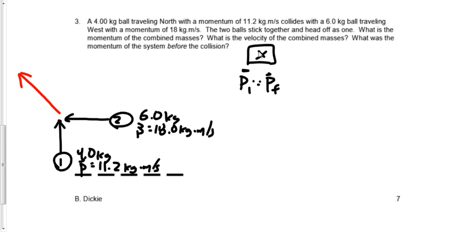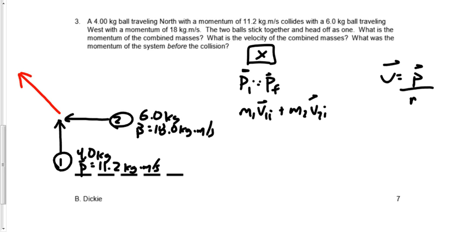Now, usually what we do at this point is to say m1v1i plus m2v2i, right? Can we do that? Absolutely we can do that. The only thing is we don't know what the velocity is. We're given momentum this time rather than velocity. So you can find velocity, right? We know that velocity is equal to momentum over the mass. So you could go back to object 1 and 2 and find the velocity of each one.